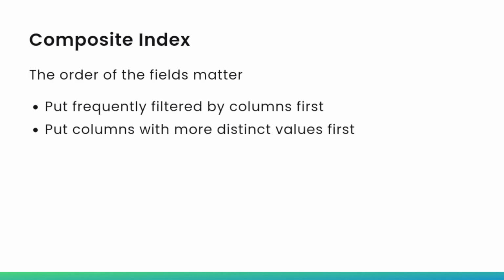So usually you want to put the frequently filtered by columns first. If you have a column in the composite index that you use to filter by a lot, put it first, okay? And the second thing you need to consider when choosing the order of the fields is that you want to have fields with more distinct values first, okay? So the more distinct values the column has, the more you want to put it first, okay? So just a few things to consider about the composite index.